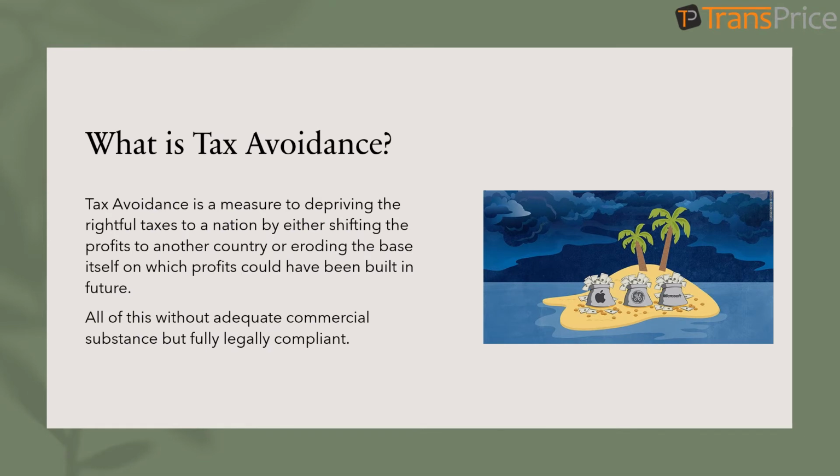What is tax avoidance? Tax avoidance is a measure of depriving a nation of its rightful taxes, either by shifting the profits to another country or by eroding the base itself on which the profits could have been built in future. All of this is without adequate commercial substance but fully legally compliant. Tax avoidance is a much bigger devil than tax evasion, as it has the full potential and quantum to strip off a substantial and rightful profit of a country.